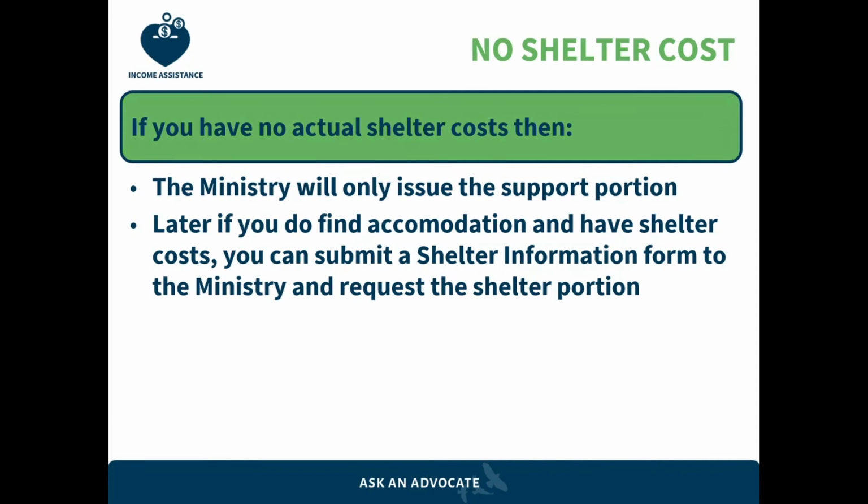If an applicant is homeless or does not have any shelter costs, the ministry will only issue the support portion. Examples of this situation would be if the applicant is staying with their parents and not contributing to rent, if the applicant is couch surfing, or potentially staying on the streets or in a shelter. Later, when the applicant finds accommodation and has shelter costs, they can submit a shelter information form to the ministry and request the shelter portion.